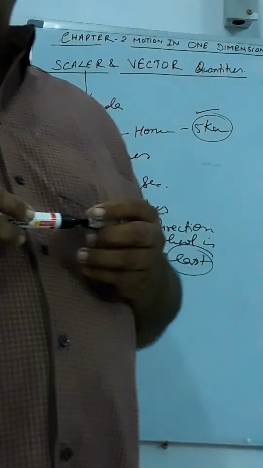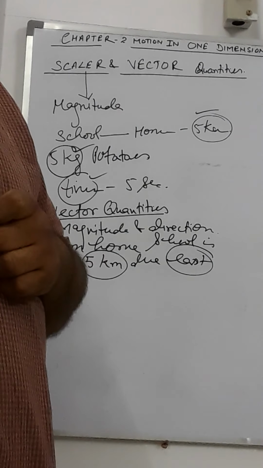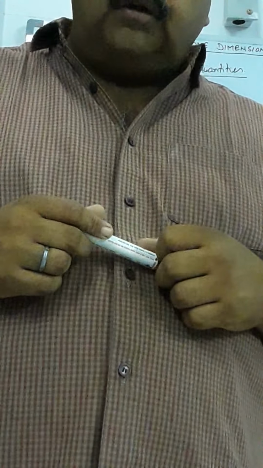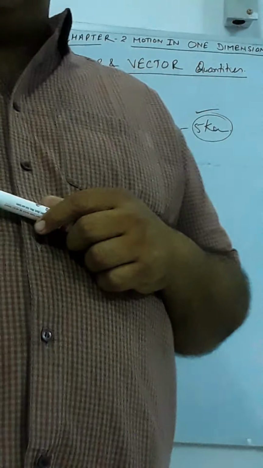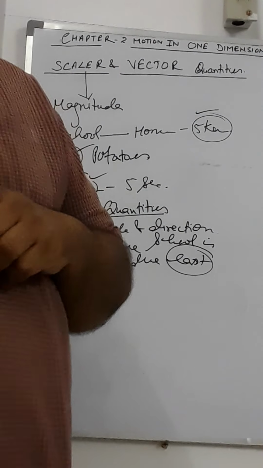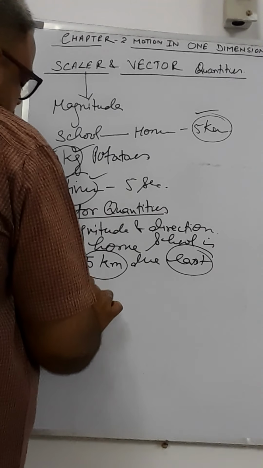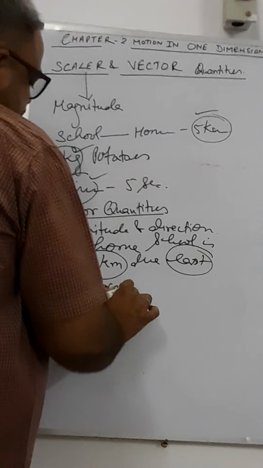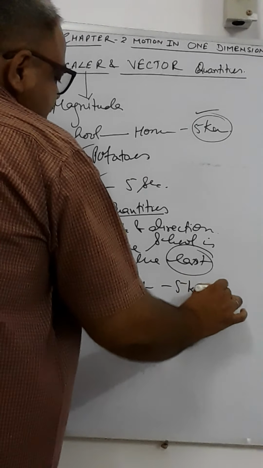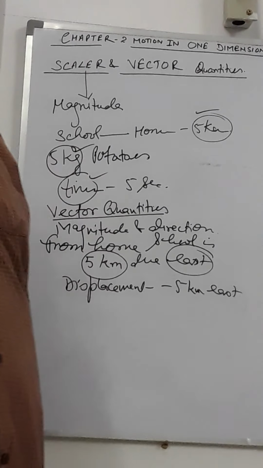Definition: the physical quantities which require the magnitude as well as the direction to be expressed, then only their meaning is complete. So these are the vector quantities which should have the magnitude as well as the direction. Displacement is the example: displacement 5 kilometer in the east direction.